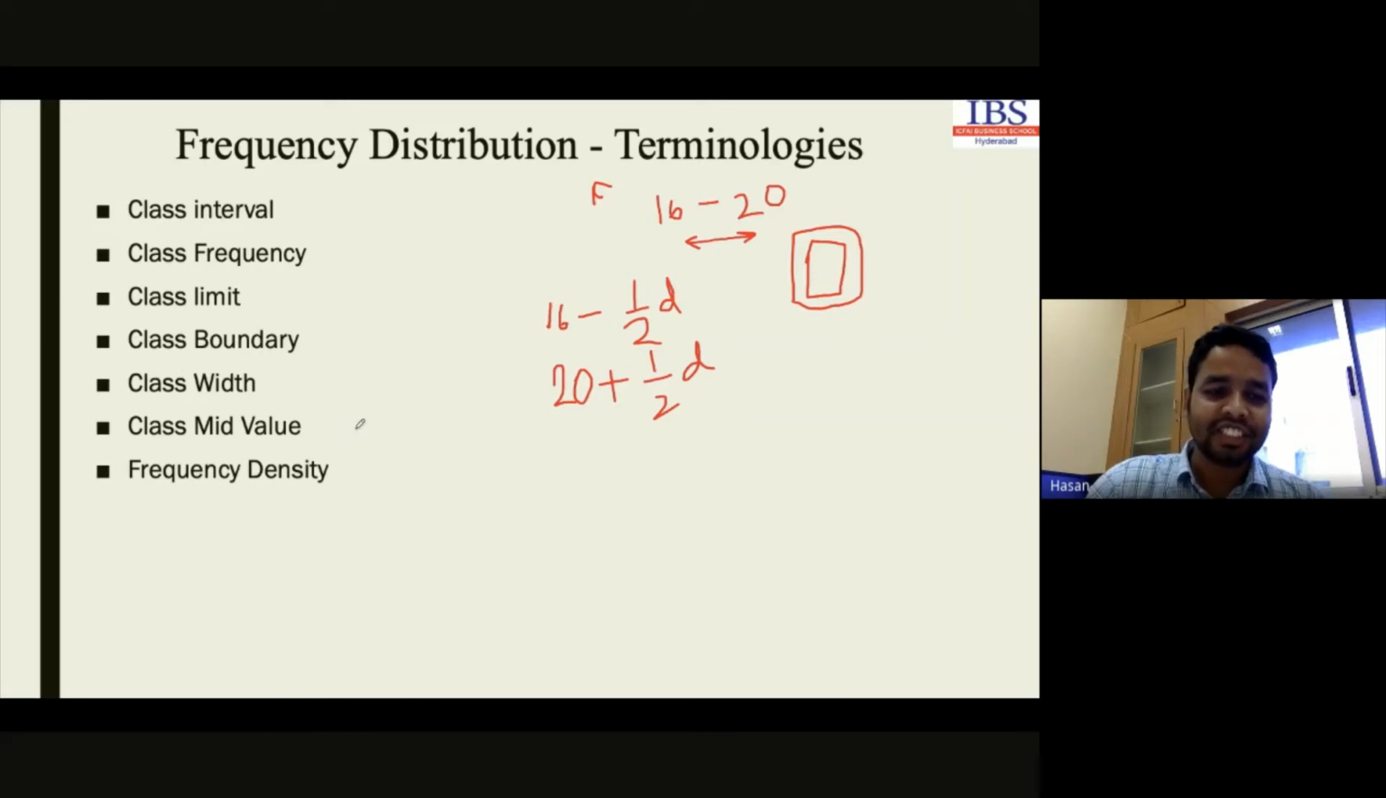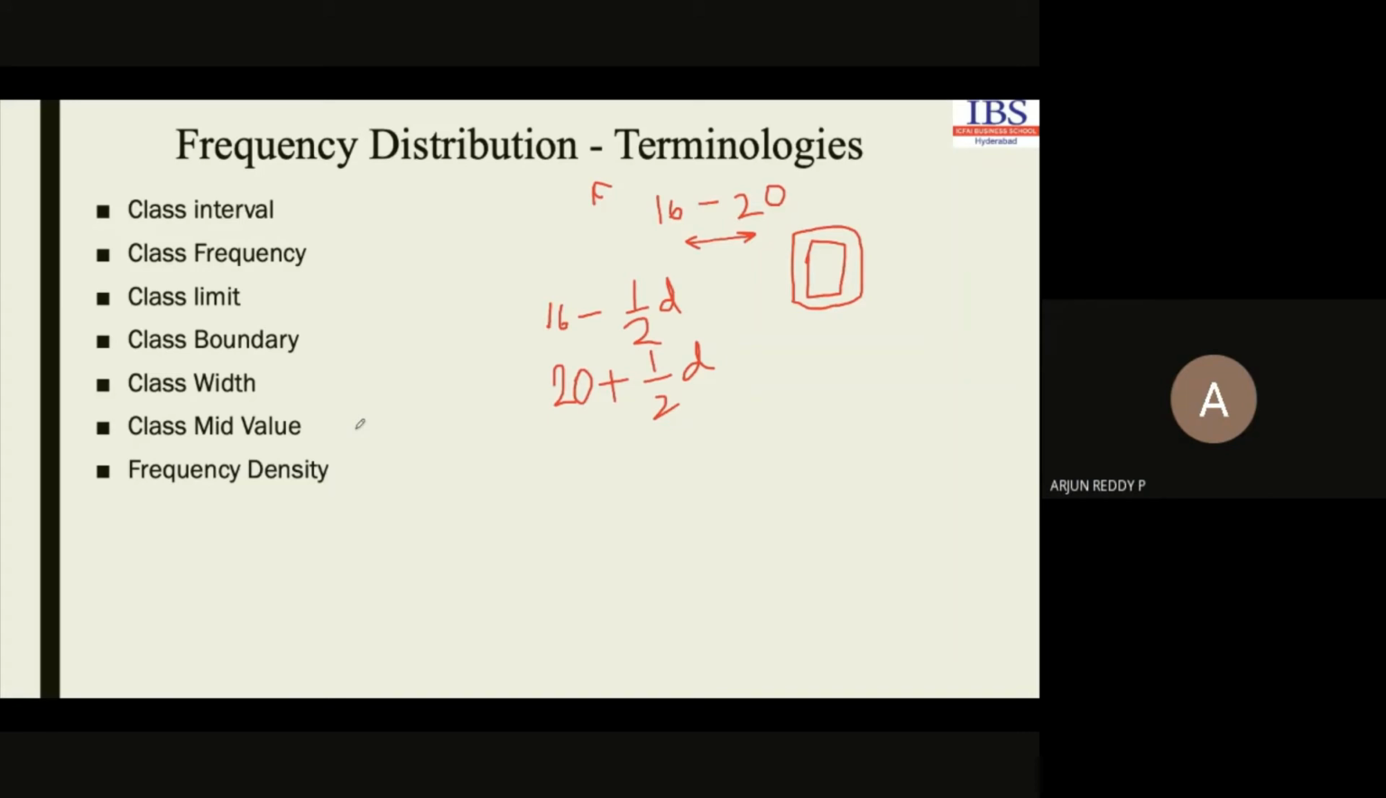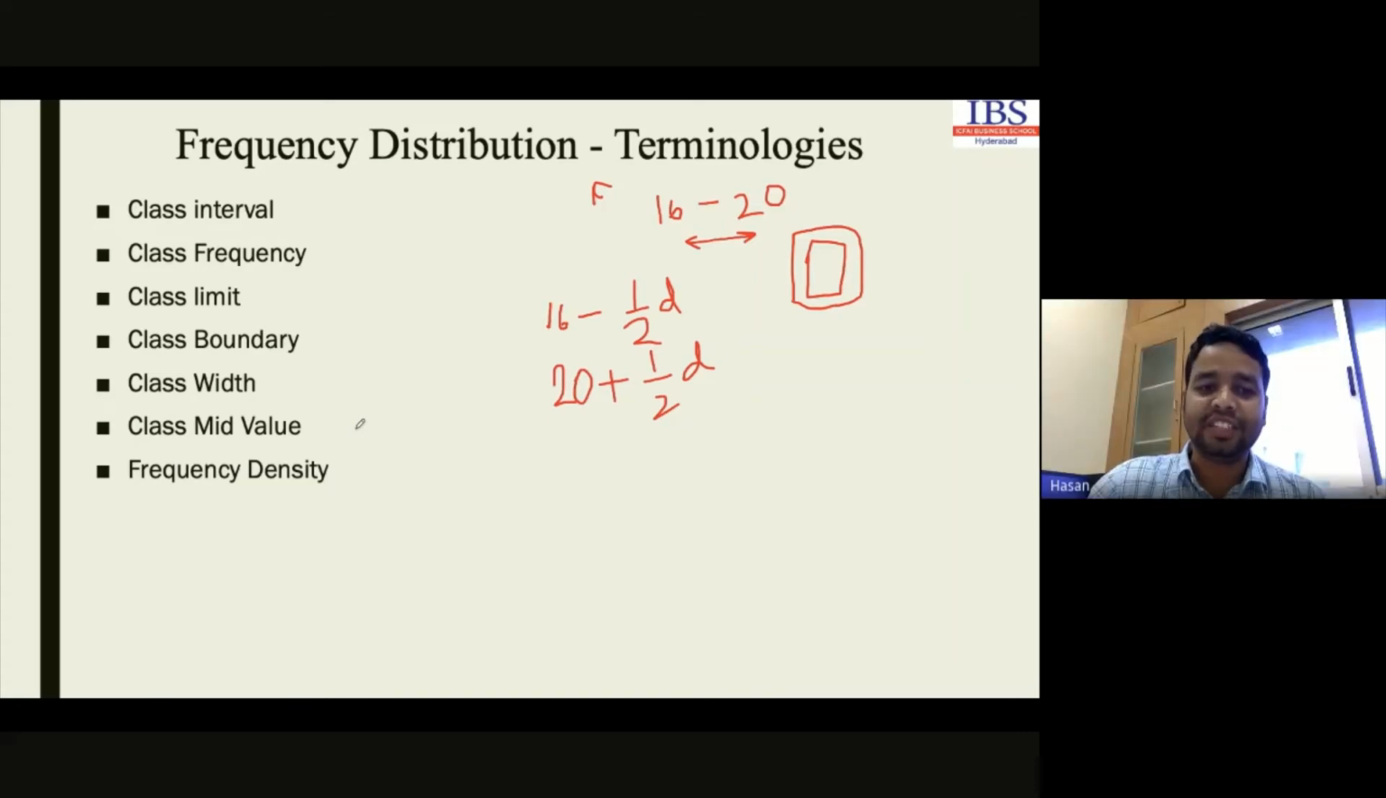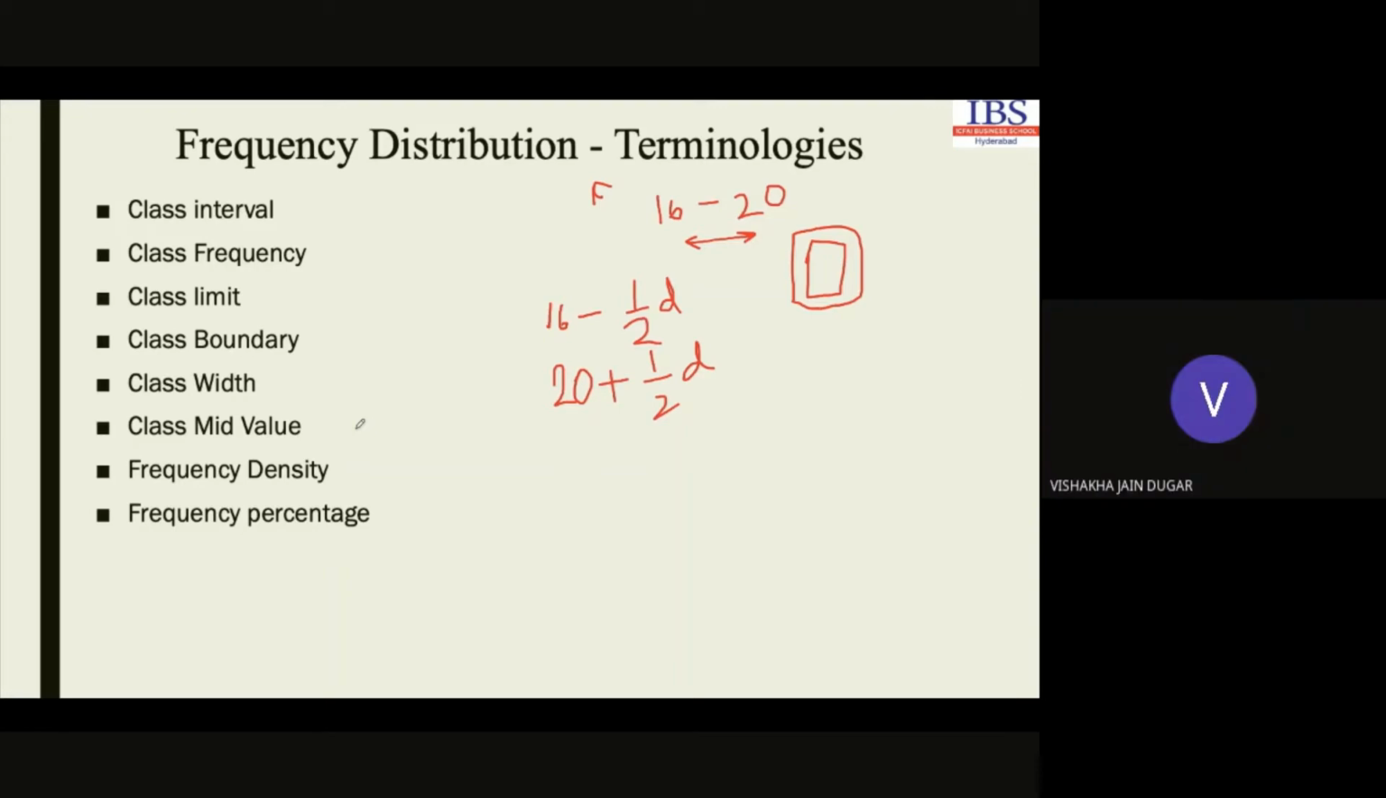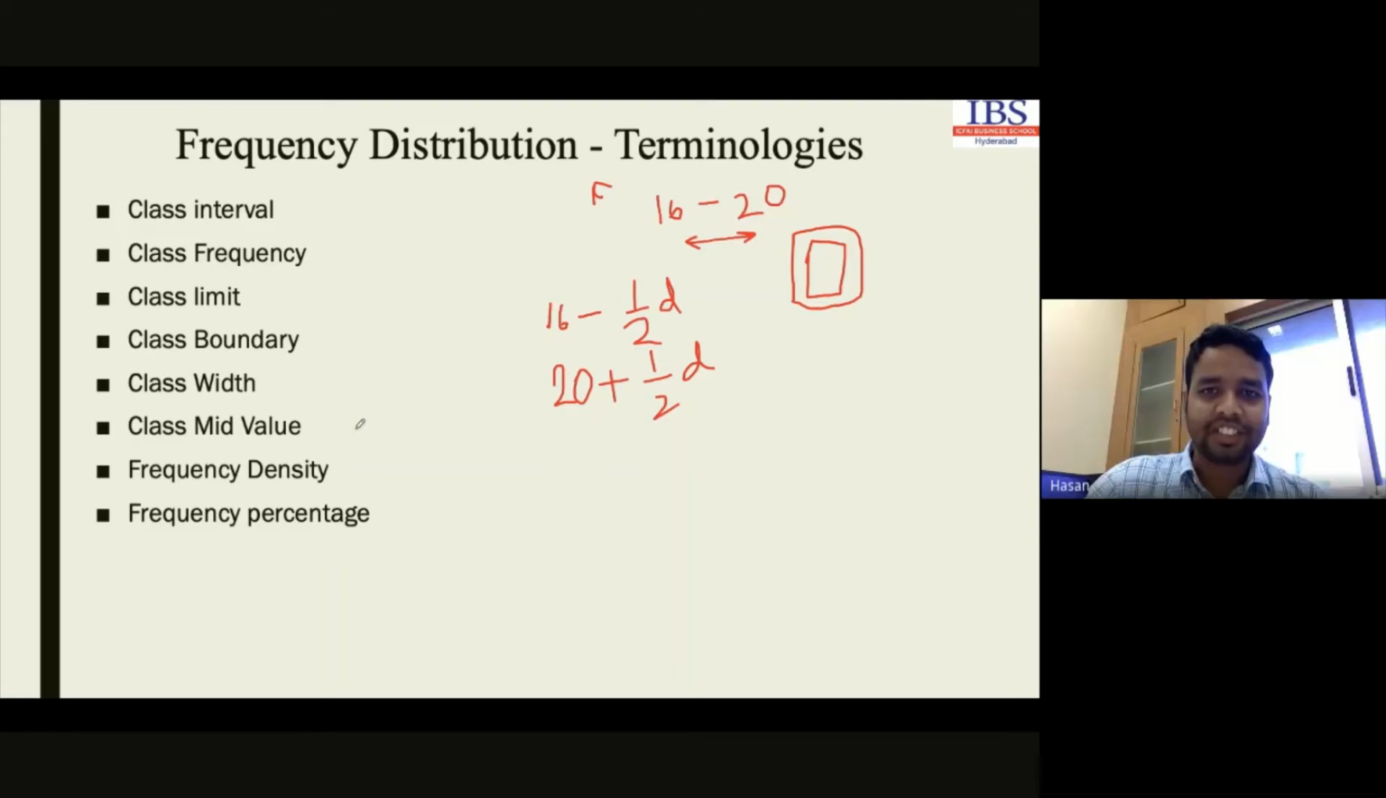What is frequency density? Class frequency divided by class width. Excellent. Then frequency percentage. It is very easy, right? Class frequency divided by total frequency multiplied by 100. This is frequency percentage.